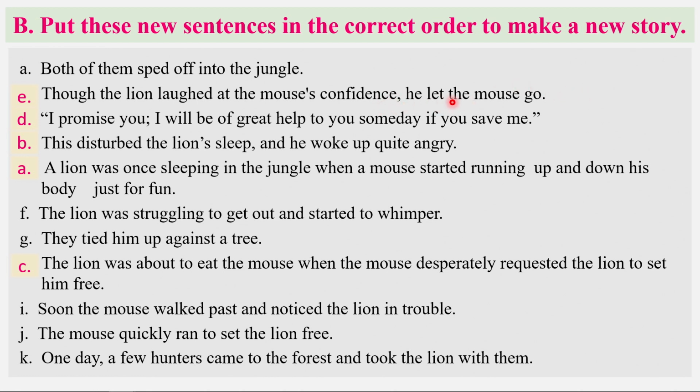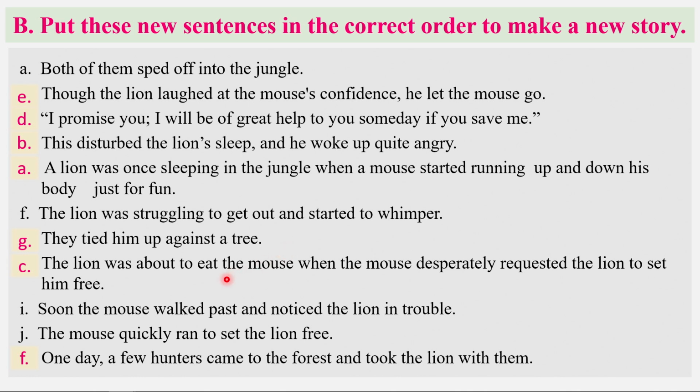This is E. And number F. Okay, this is F: One day a few hunters came to the forest and took the lion with them. After that, what is the next number? Have you guessed already? Okay, check it out. This one is the next: They tied him up against a tree.